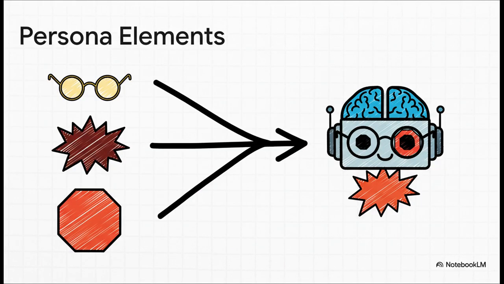Let's see how this all clicks together. For identity, you could say "you are a senior editor." For tone, maybe something like "you are harsh and direct." And for the constraints, you could add a critical rule: "Never give the answer immediately." See? When you combine these three things, you get a super specialized AI assistant.